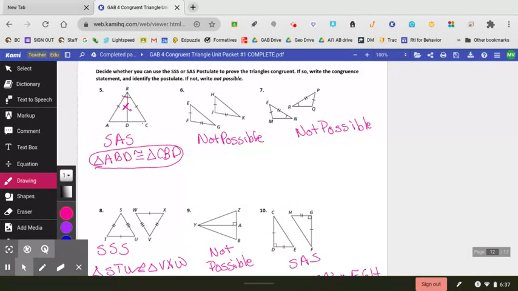Okay, so hopefully you gave these a try. Number 6 and 7 are not possible. For 6, we only have 2 sides and no angles, so that's not possible. 7 would be side, side, angle, which backwards spells a bad word. Therefore, I can't write that on a math test.